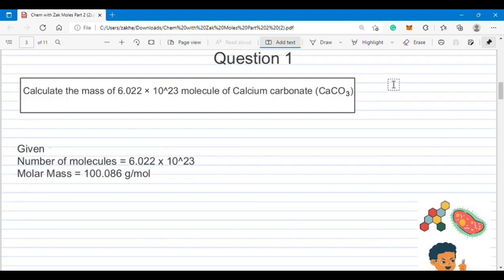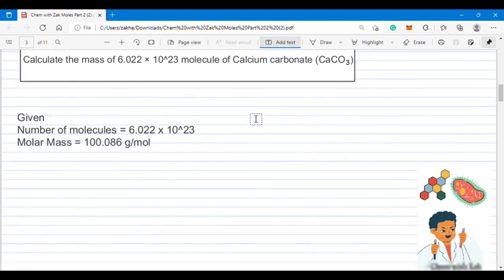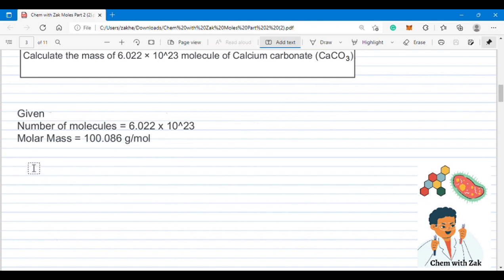Hey guys, so question 1 asked us to calculate the mass of 6.022 times 10 to the 23 molecules of calcium carbonate, and we're given the number of molecules, which is 6.022 times 10 to the 23, and the molar mass of calcium carbonate, which was calculated to be 100.086. And to do this question, we will first need to find the number of moles.